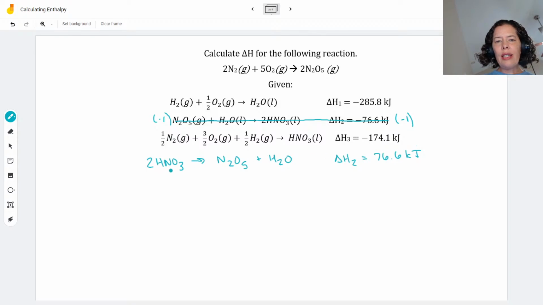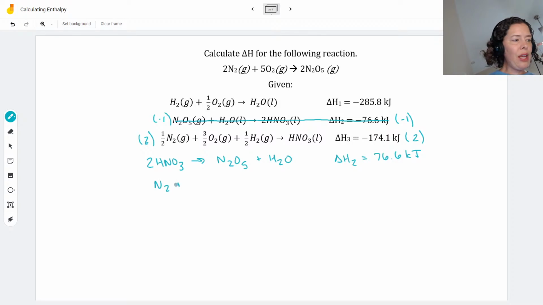And this should not need to be flipped because I have my nitric acid as a product here and as a reactant here. So I actually want those on opposite sides. So I'm going to keep that the same. I'm just going to multiply through by 2, which means, of course, I'm going to multiply my delta H3 by 2 as well. So let's just go ahead and rewrite that reaction as well.